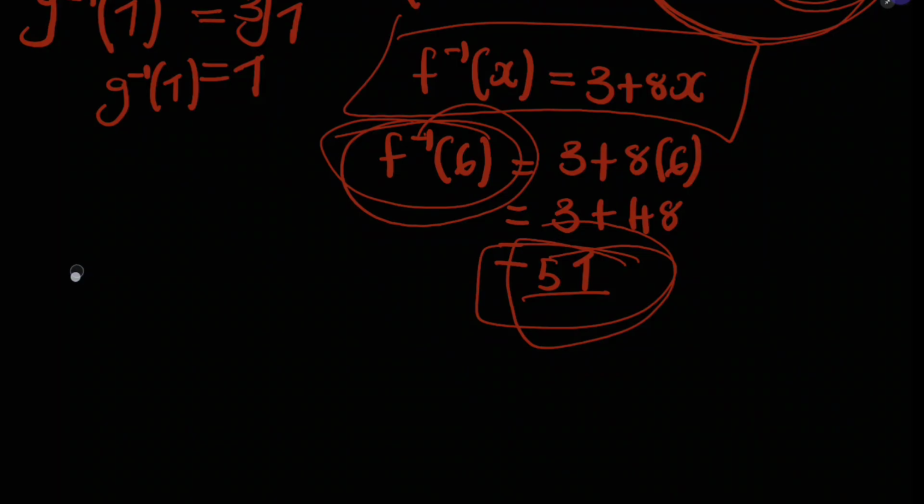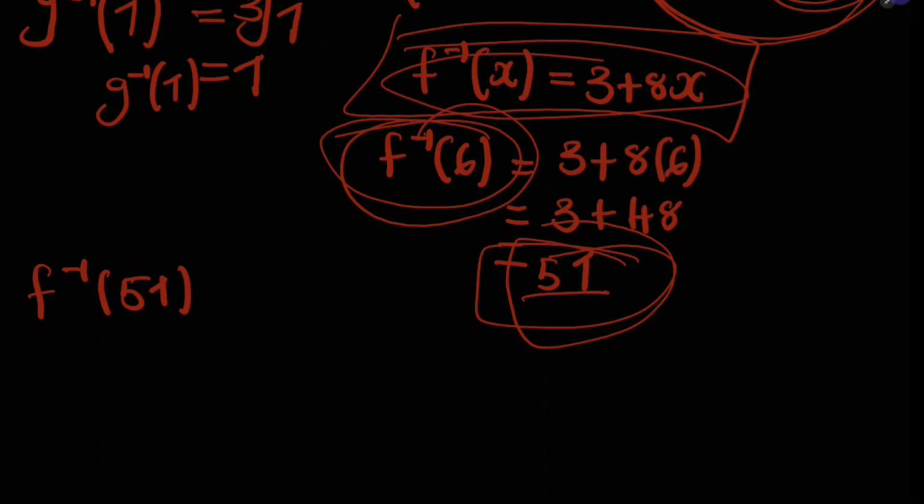Okay, so now we're going to have f inverse of that 51. Our f inverse of x is this 3 plus 8x. So we are going to replace x with 51 in the f inverse of x function. So we have 3 plus 8 into 51. And now this gives us 408.